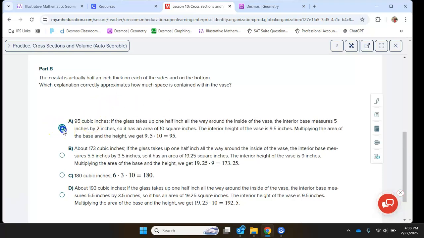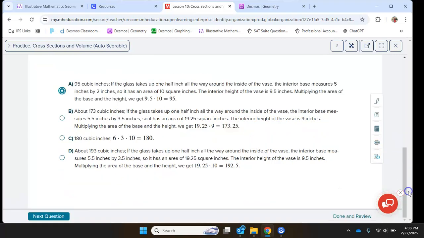is 95 cubic inches. If the glass takes up 1/2 inch all the way around the inside of the vase, the interior base measures 5 inches by 2 inches, so it has an area of 10 square inches. The interior height is 9.5 inches. Multiply the area of the base and the height, we get 9.5 times 10 equals 95.